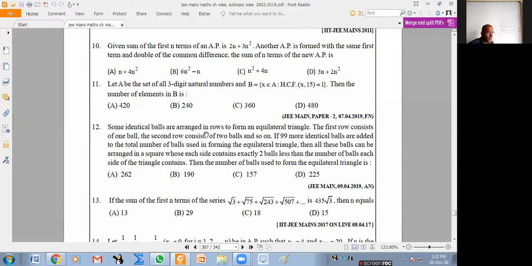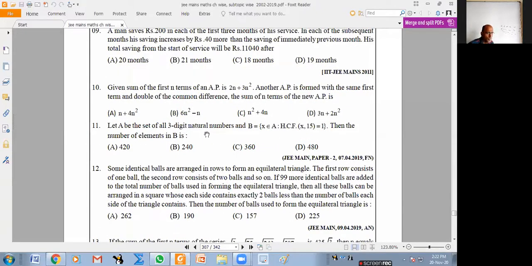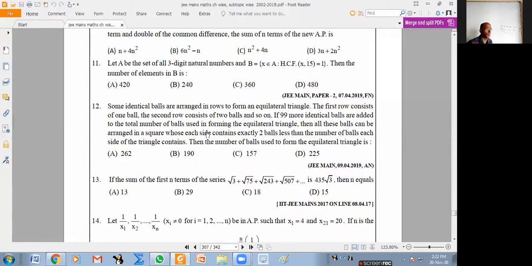Up to 16. Anybody want to ask any doubts? Sir, 12th one. Okay, 12th one. Some identical balls are arranged in rows to form an equilateral triangle.